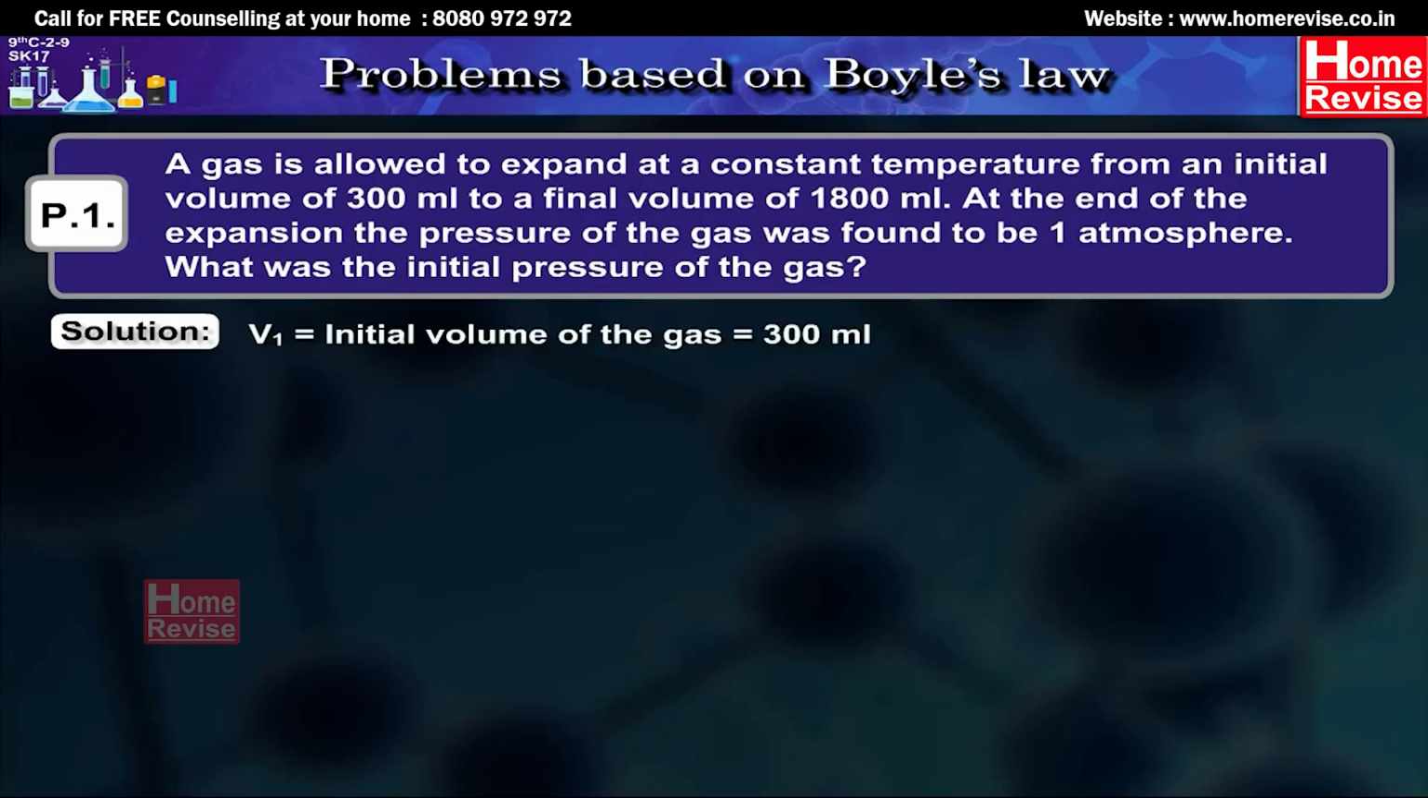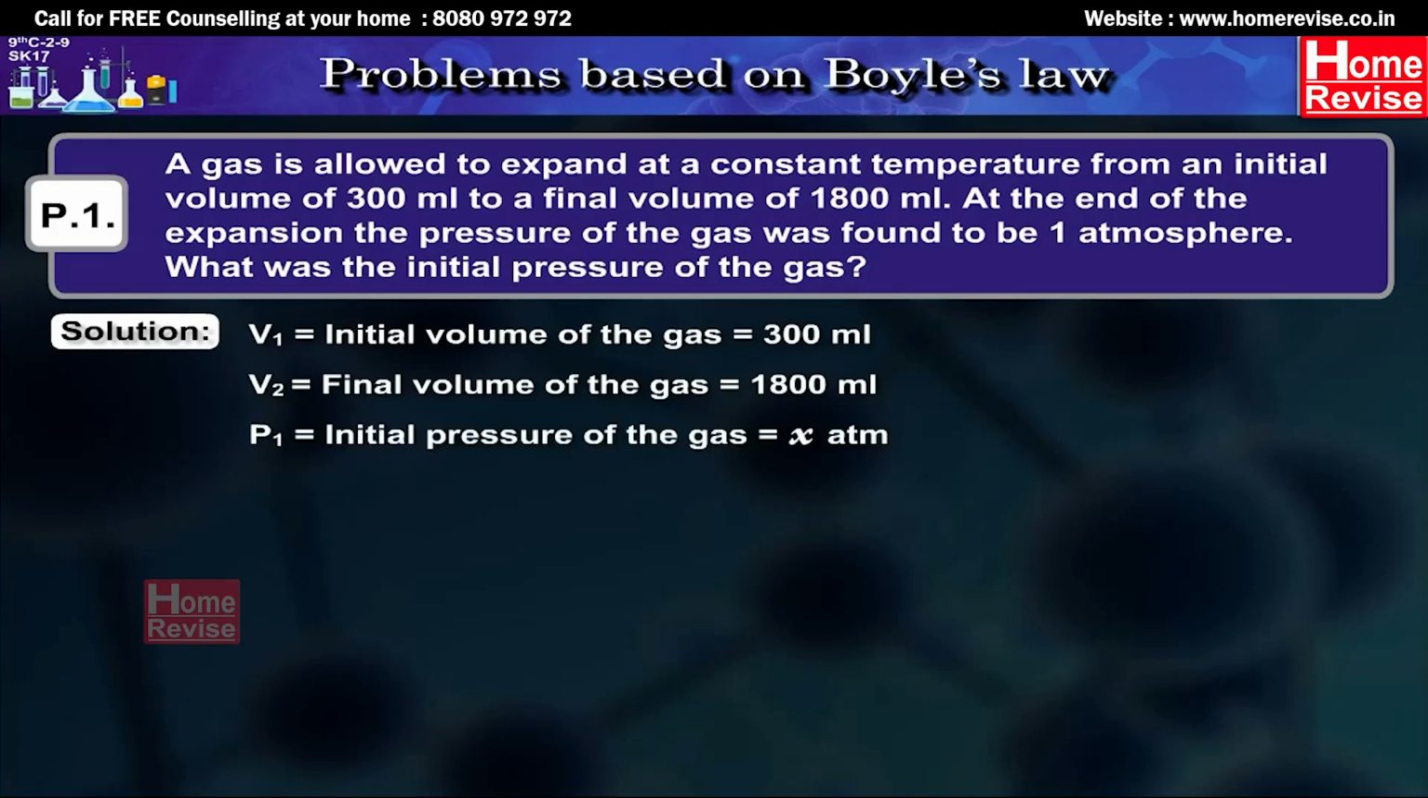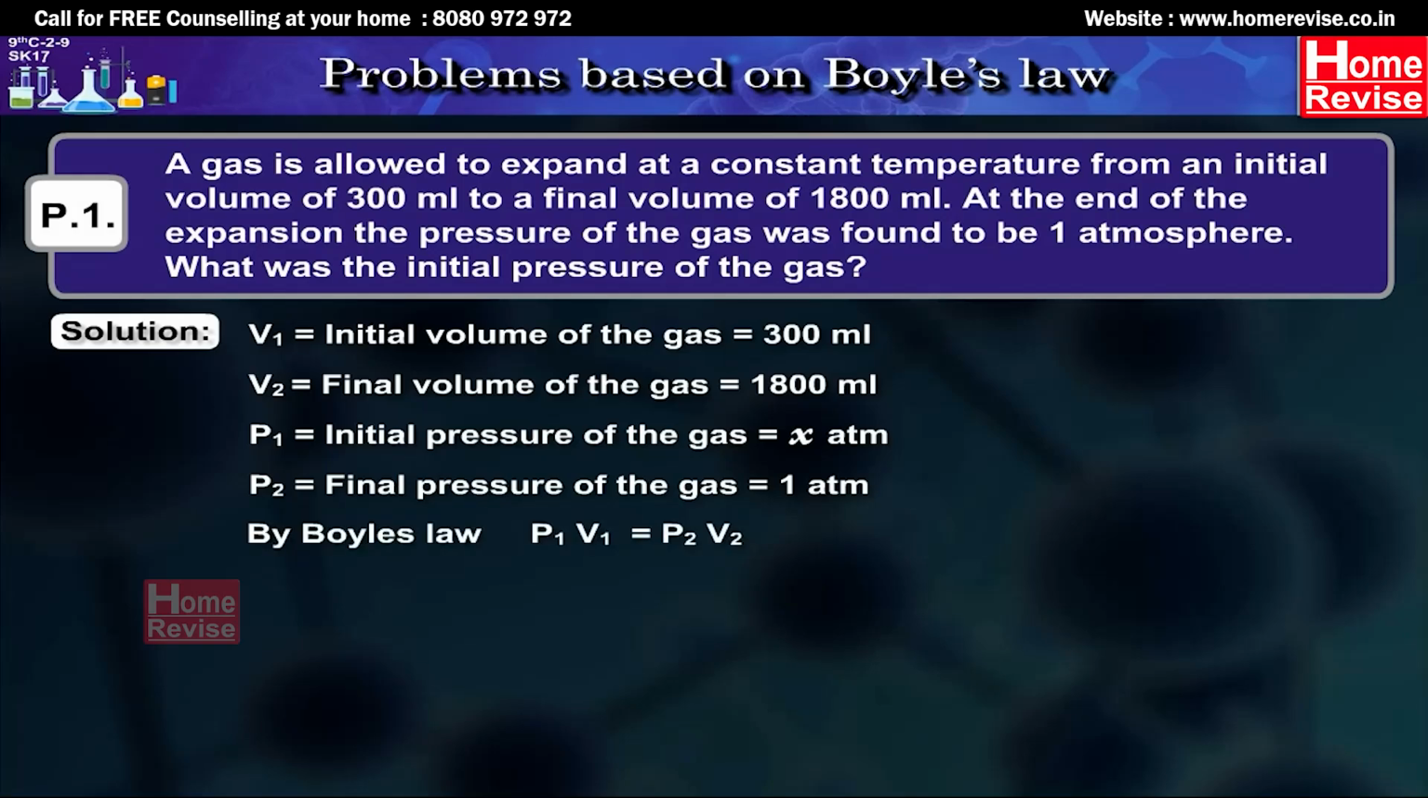Solution: V1 is equal to the initial volume of the gas, which equals 300 milliliters. V2 is equal to the final volume of the gas, which equals 1800 milliliters. What is P1, the initial pressure of the gas in atmospheres? P2 is equal to the final pressure of the gas, which equals 1 atmosphere. By Boyle's law, P1 V1 is equal to P2 V2.